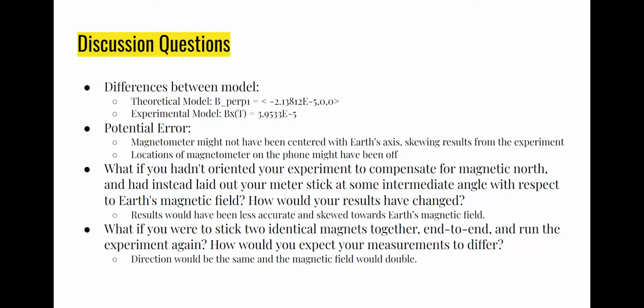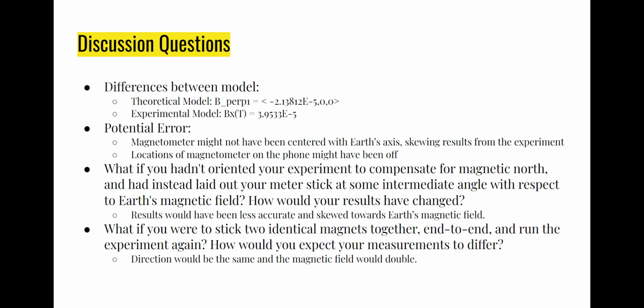And the discussion questions for this lab, the differences between the model: we had in the theoretical model that B perpendicular, or B perp 1 really, equaled negative 2.13812 e to the negative 5 in the positive x direction. And the experimental model Bx of t equaled 3.9533 e to the negative 5. So potential errors were that the magnetometer might not have been centered with the Earth's axis, skewing results from the experiment. Location of the magnetometer on the phone might have been off.